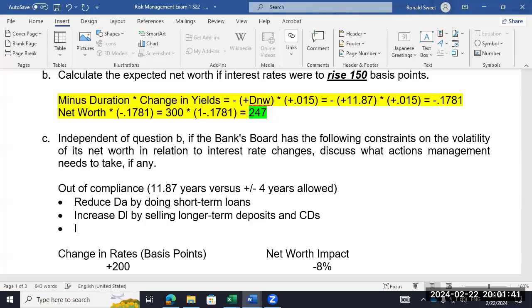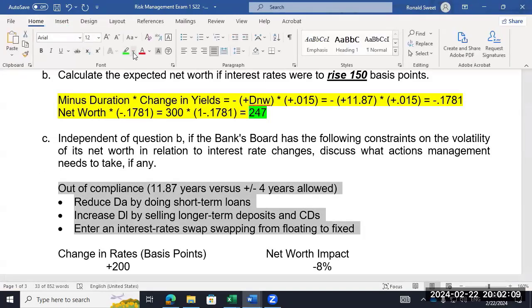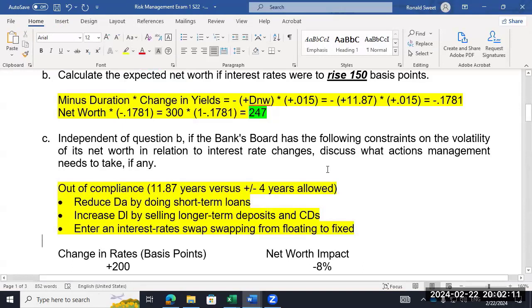You can enter an interest rate swap, swapping from what to what. We want to increase the duration of liabilities. So you want to start where and end where. Start floating to fixed, right? Swapping from floating to fixed. How many phone calls does that take? One phone call, couple minutes.